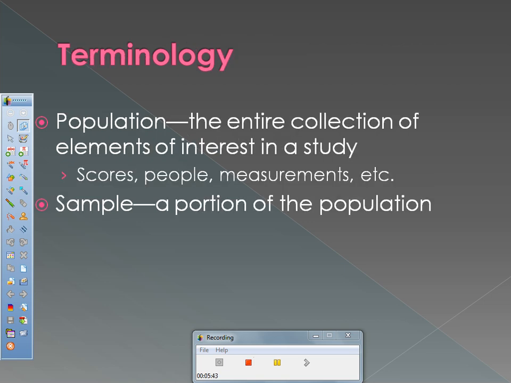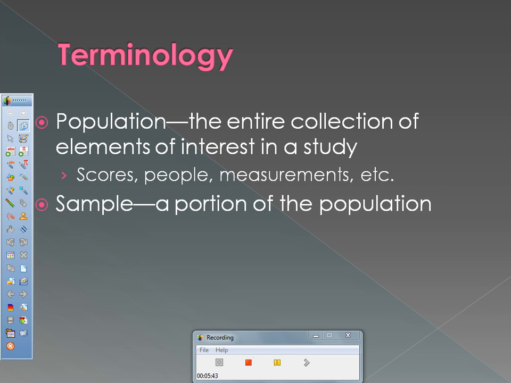However, most of the time it's impossible for us to go out and study every single thing in the population. Even in Seneca, how hard would it be to go interview every single person in Seneca? Yes, that'd be awfully difficult. Let's just have a gigantic party, because we know everybody in Seneca would show up to a gigantic party.